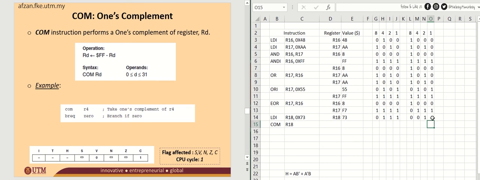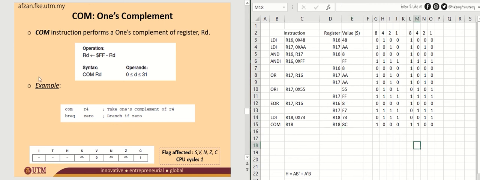How to do that: the first complement means that you need to invert 1 to 0 and 0 to 1. Since this one is 1, it becomes 0. What about this one? 0, 1, 1, and this is 0, 0, 0, and this is 1. So now your R18 has a new value: 8 plus 4 is 12, 12 is C. So 8C.